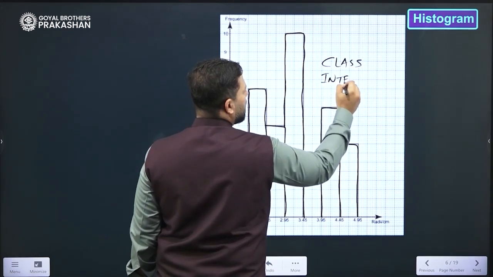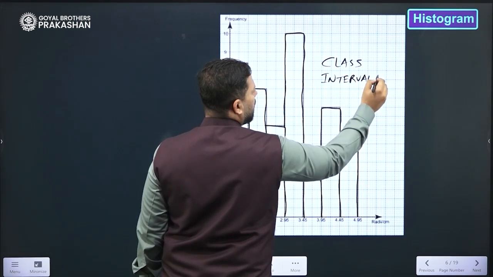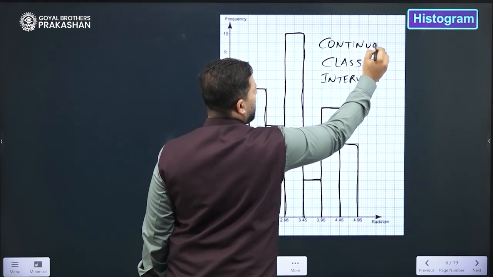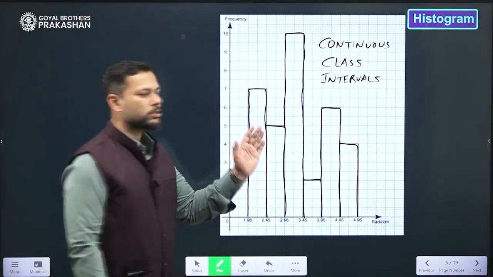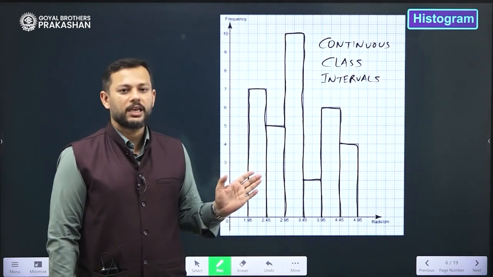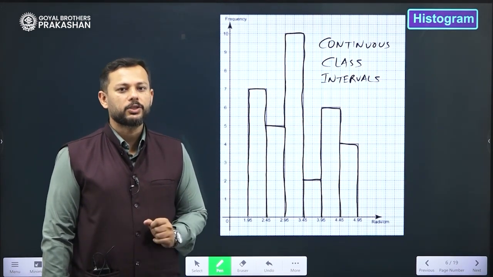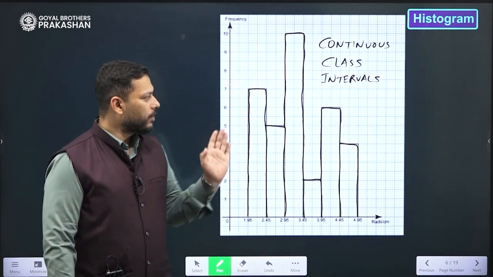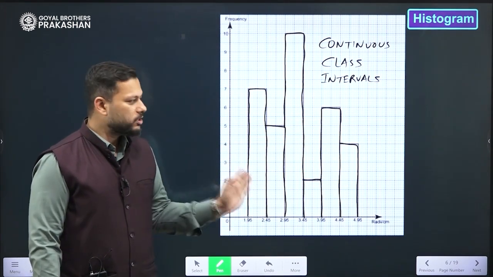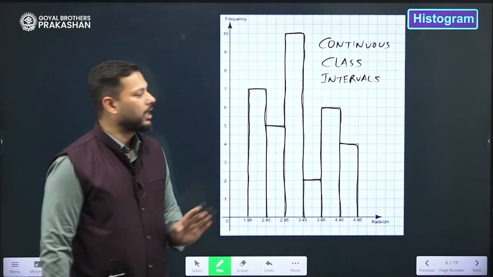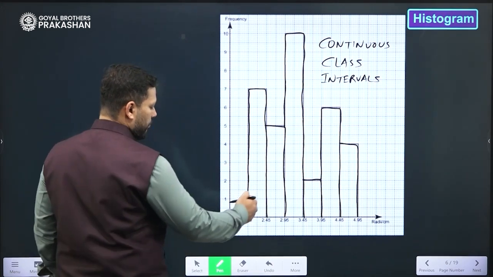Class intervals are generally continuous. So for continuous class intervals, we use histograms. This is the case when histogram comes into picture. When we have grouped data with continuous class intervals, we are going to use histograms, which will represent the data graphically. Let us understand it properly and write some points about it.